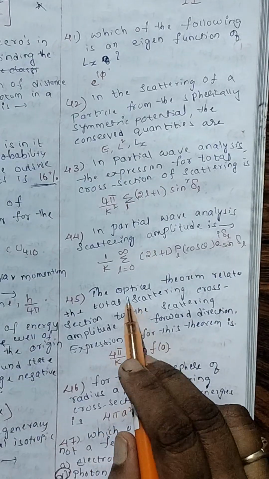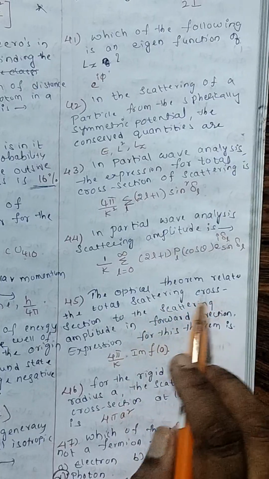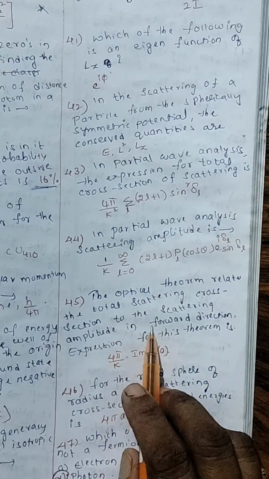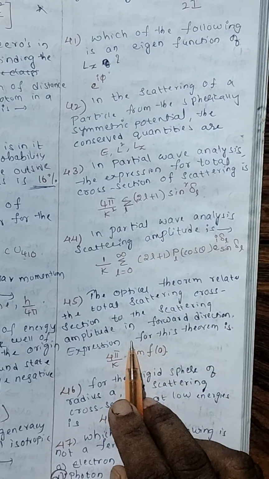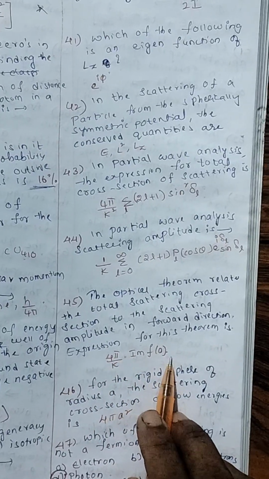Now next, the optical theorem relates the total scattering cross section to the scattering amplitude in the forward direction. The expression for this theorem is 4 pi by k Im f of 0.